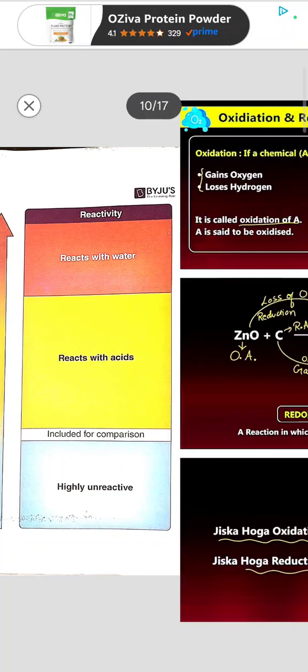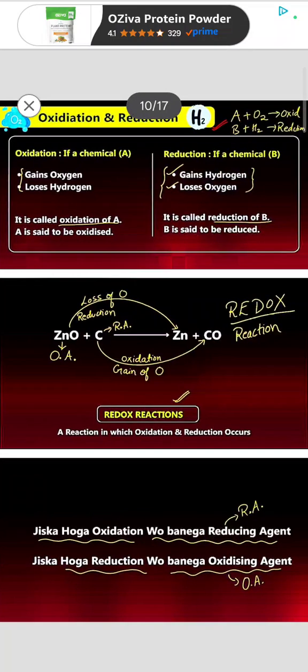The fifth type of chemical reaction is redox reaction. Redox means oxidation and reduction. Okay. In the next class, we will read about redox reaction.